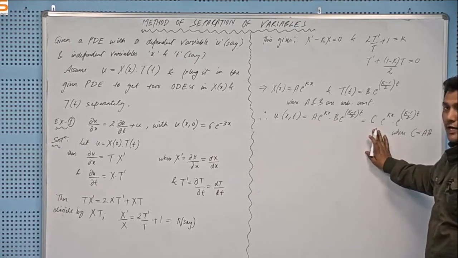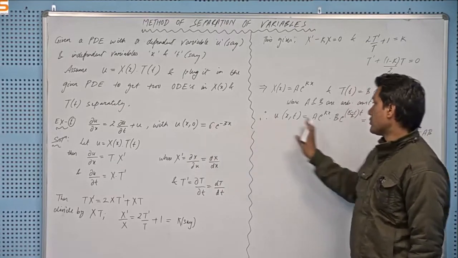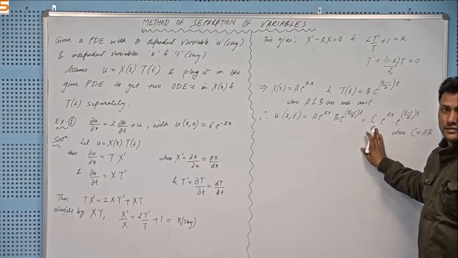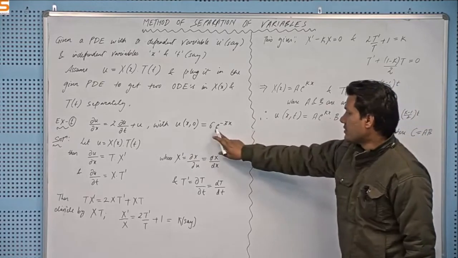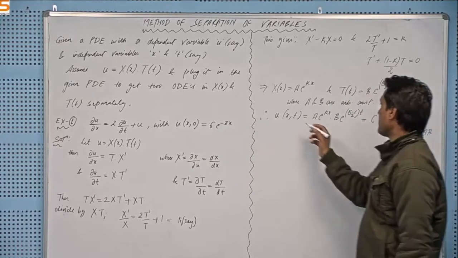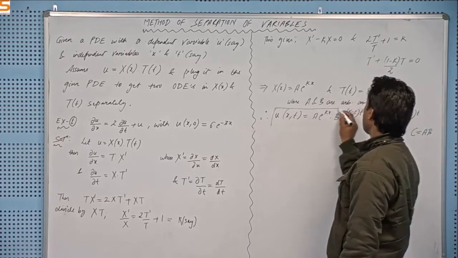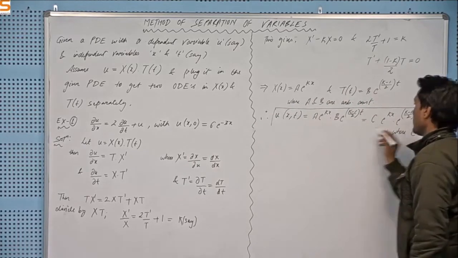Now I will try to impose this condition on this solution in order to get this C. Okay, now using this condition on this solution, let me put a box here because this is our general solution containing the arbitrary constant.